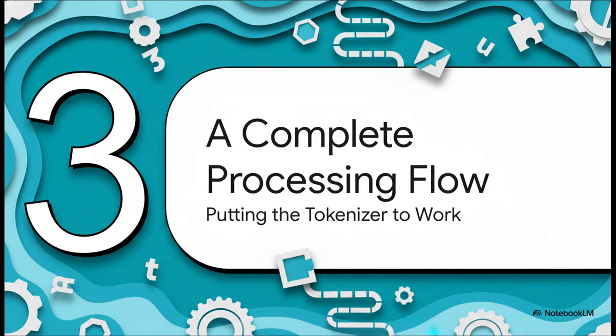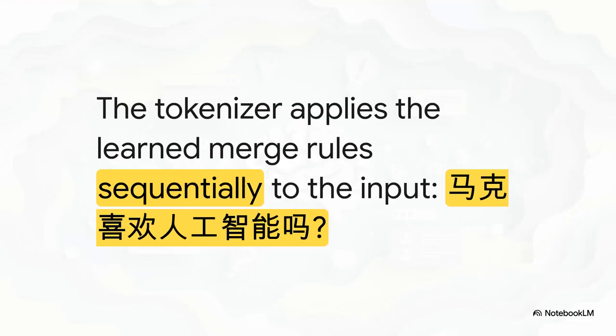So after repeating this merge process thousands of times, the training is done. Our tokenizer is now fully equipped with a huge vocabulary and a prioritized list of merge rules. So let's throw a sentence at it that it's never seen before and see what happens. Okay, so we start with our question. Does Mark like artificial intelligence?